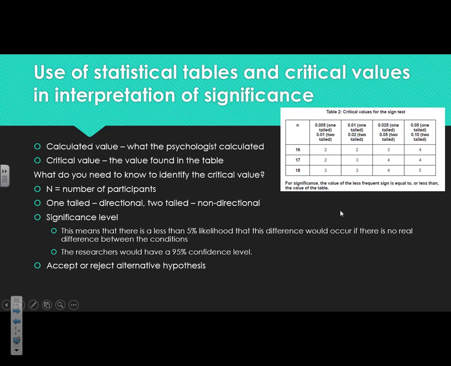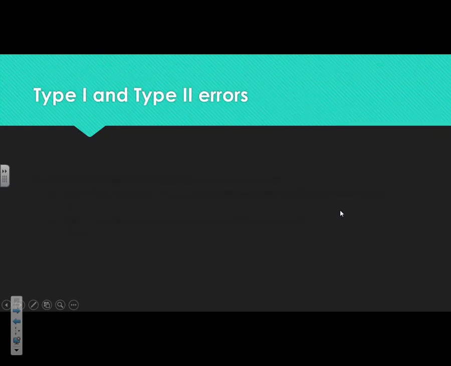Remember, when you're answering a question where it asks you to use that, you must name everything you've used. So you would say the results are significant because the value of the less frequent sign, open brackets 1, is equal to or less than the value of the table, open brackets 5, when N equals 18, we've used a one-tailed hypothesis, a one-tailed test, and a significance level of 0.05. You must mention all of those things. You'll easily get the marks. You can easily do that.